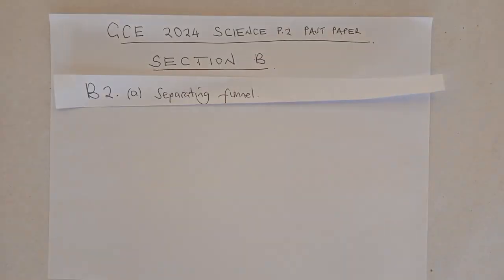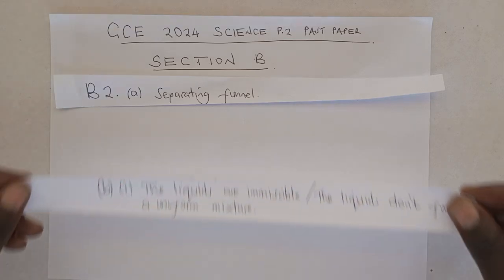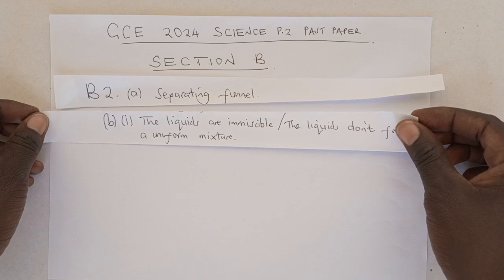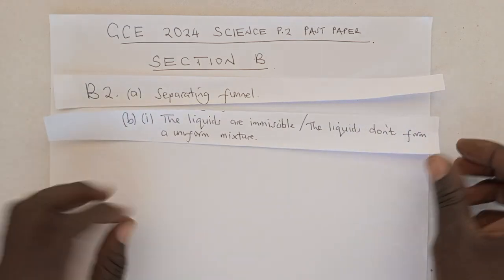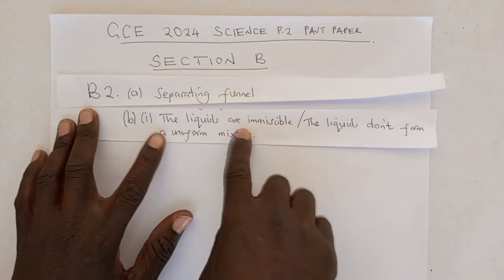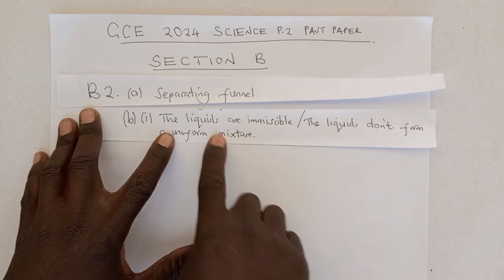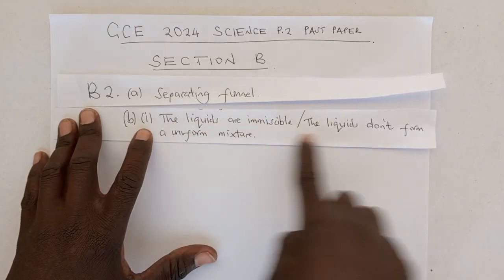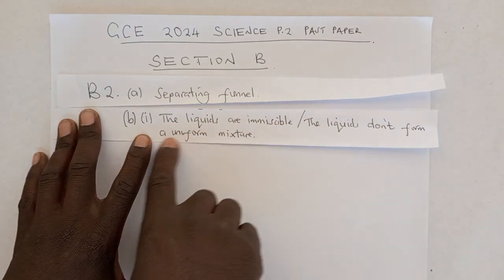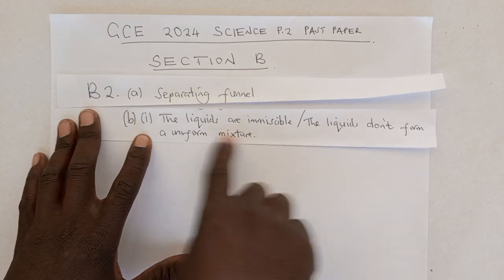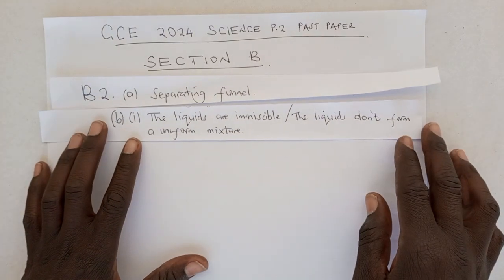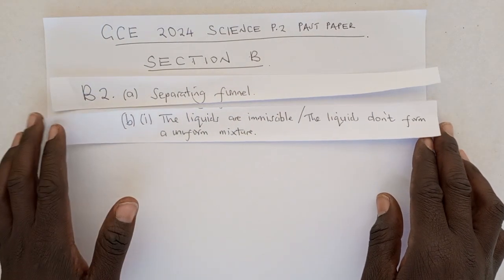Now the common one is that those liquids must not mix uniformly, must not form a uniform mixture, and those liquids are called immiscible liquids. So the answer to this question would be the liquids are immiscible. If you don't want to use this, you can say the liquids don't form a uniform mixture. That is the answer to question B1.